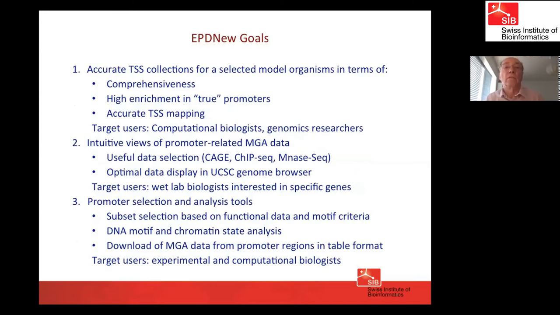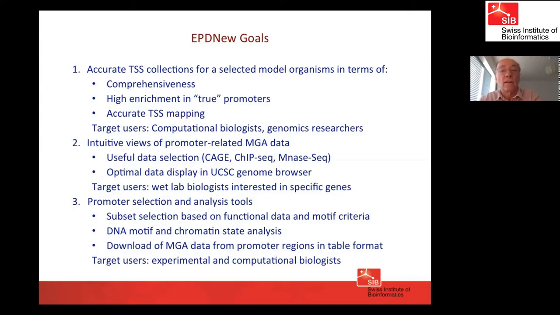So the goals are in a way very similar. We now can see there are two major objectives. One is to produce an accurate TSS collection for a selected number of model organisms. I probably should have said high quality rather than accurate. So high quality in terms of comprehensiveness, higher enrichment in true promoters, whatever that means, and high accuracy in the TSS mapping itself. The target users are computational biologists, genomics researchers.